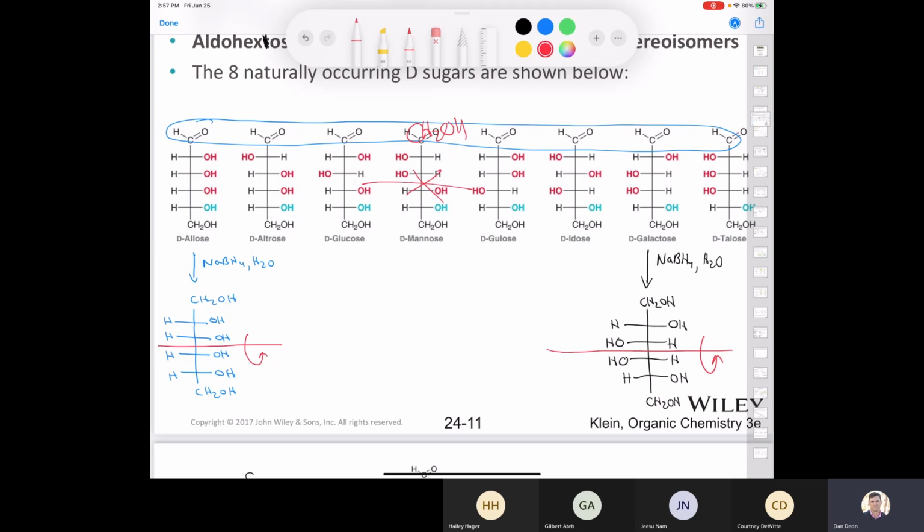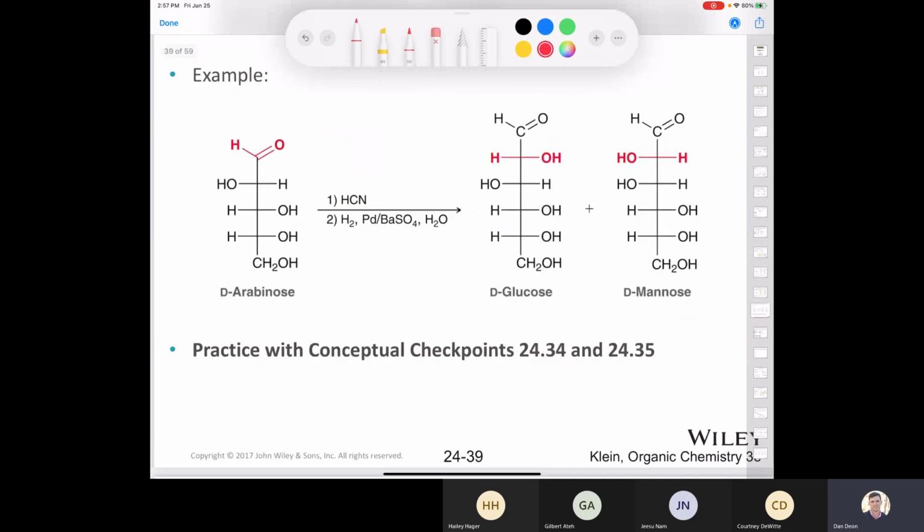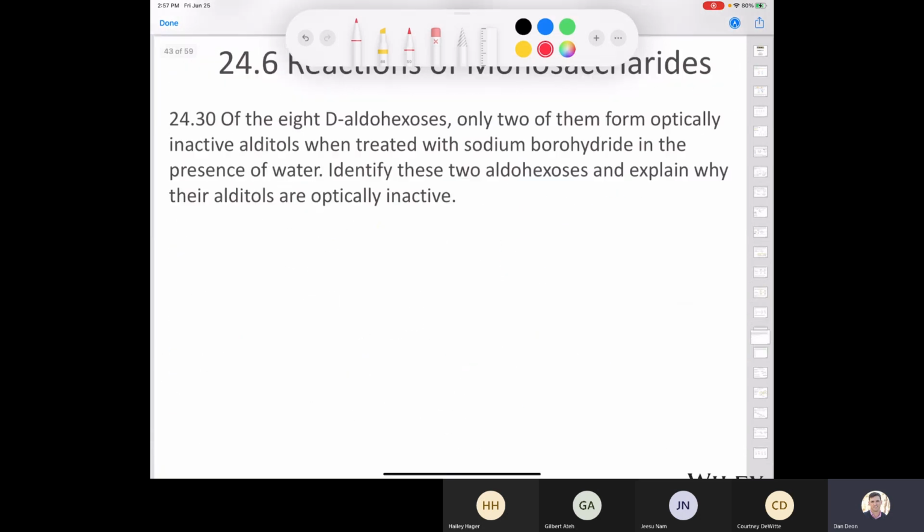So this was 24.30. I guess we just solved it on another spot. Okay, let's go back to that question and I'll just pencil it in. Where was it? It was right here. So the answer was what? D-allose was one and D-galactose was the other. D-galactose. All right, and it's because of a plane of symmetry.